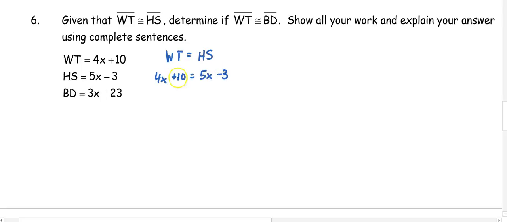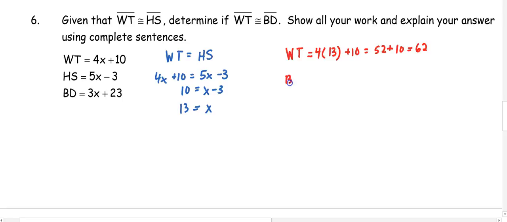So when I solve, I subtract 4x from both sides. x minus 3 is equal to 10. Add 3 to both sides. x is 13. Now I need to know if WT is congruent to BD. So what I'm going to do is find the measure of WT. 4 times 13 plus 10 is 52 plus 10, which is equal to 62.